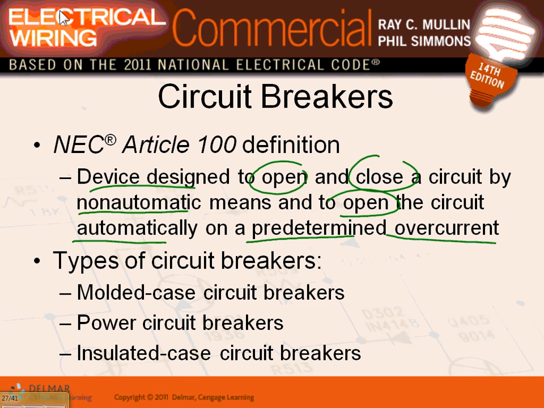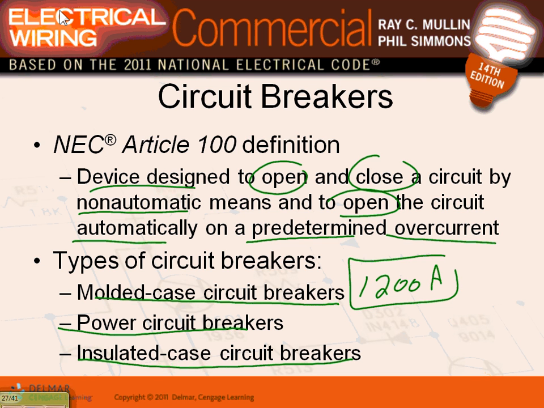Okay, the types that we have: molded case circuit breakers, power circuit breakers, and insulated case circuit breakers. And molded case circuit breakers, guys, I believe they go up to 1200 amp. Molded case circuit breaker, here's what you're looking at, right here. That's called a molded case circuit breaker, 1200 amp. Now, power and insulated case circuit breakers, these guys can go from 1,000 amp all the way to 5,000 amps. Now you start talking about a foot by a foot by a foot cubic as your circuit breaker.